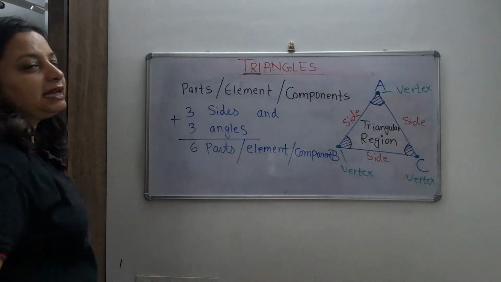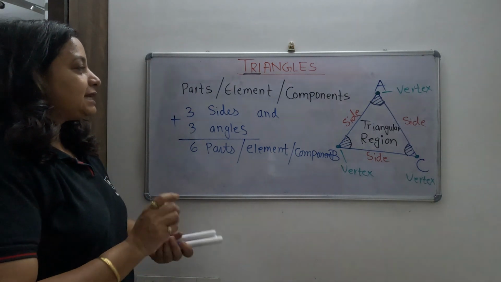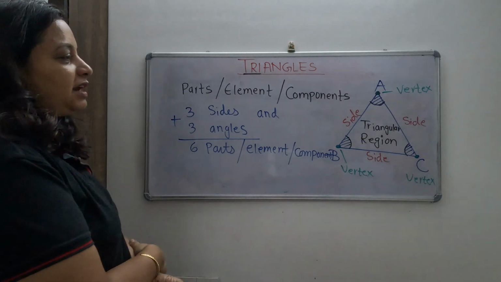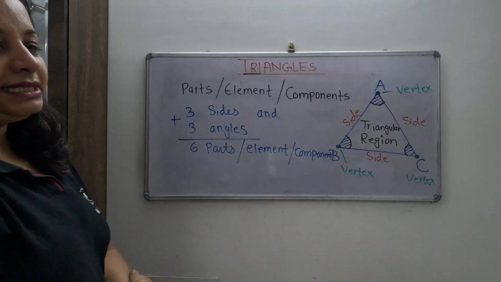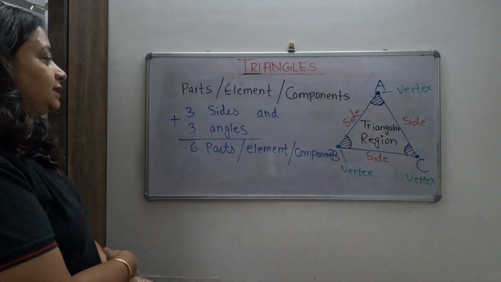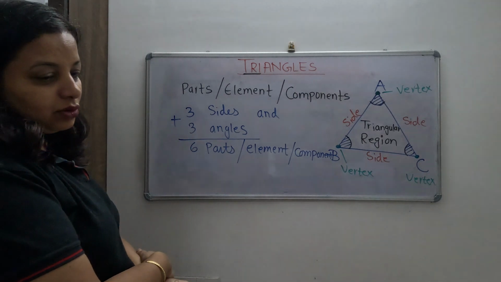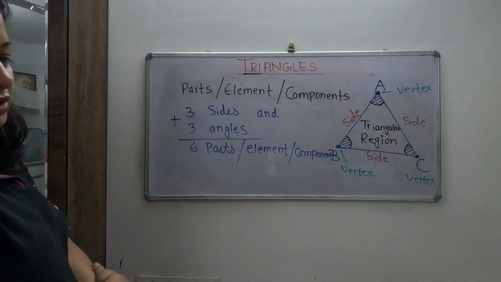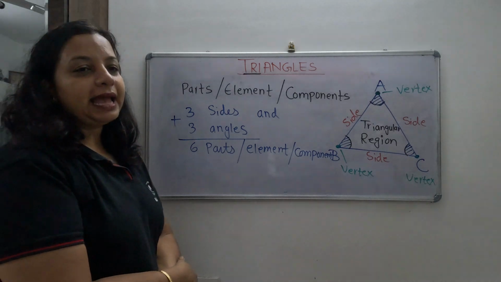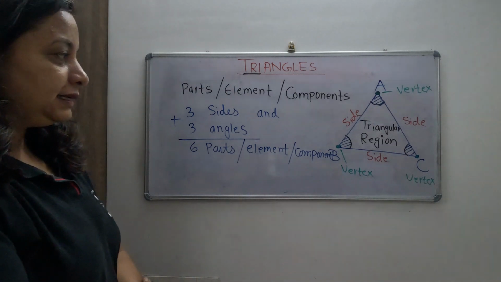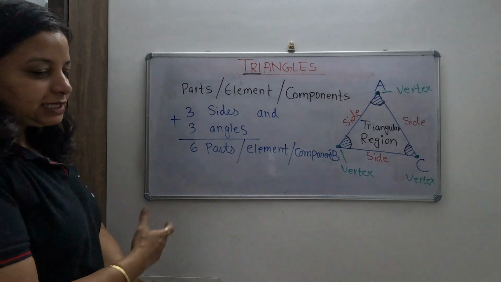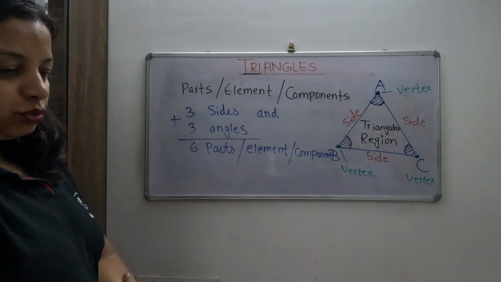So always remember, if anyone asks for the elements of the triangle or components of the triangle or parts of the triangle, we always consider six. In six are included three sides and three angles. So the three sides and three angles of a triangle are called six parts or elements or components. A triangle has six components or parts.